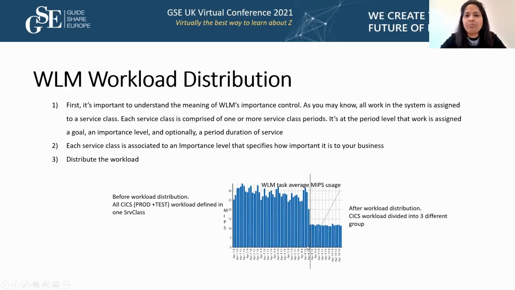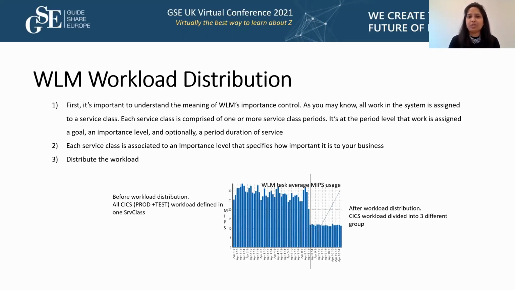So here you can see before 8th April, the average MIPS was fluctuating between 25 to 30 MIPS. And after 8th April, you can see the WLM system task MIPS usage is much more stable.